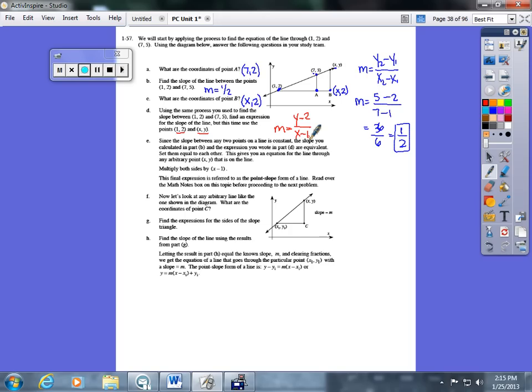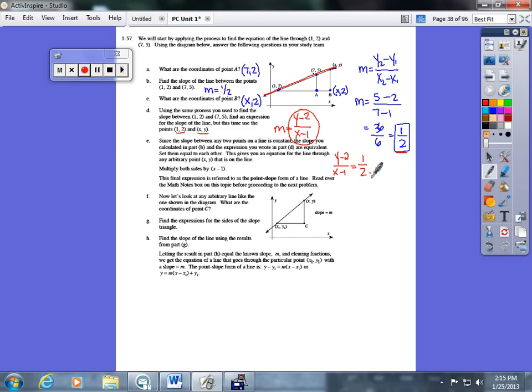Since the slope between any two points in the line is constant, the slope you calculate in part B and the expression we wrote in part D are equal. So if we take this expression, y minus 2 over x minus 1, and we let that equal the slope we found from part B, which is 1/2, there's nothing wrong with that. They are completely equal because the slope on this line, because it's a straight line, is equal everywhere on that line.